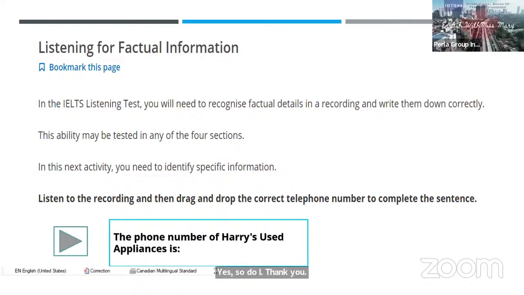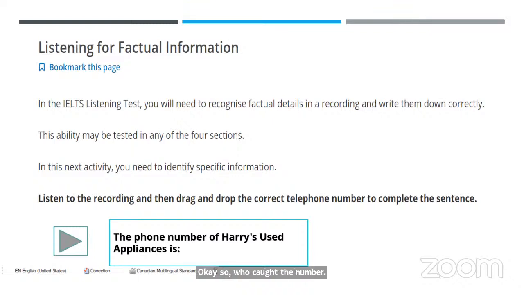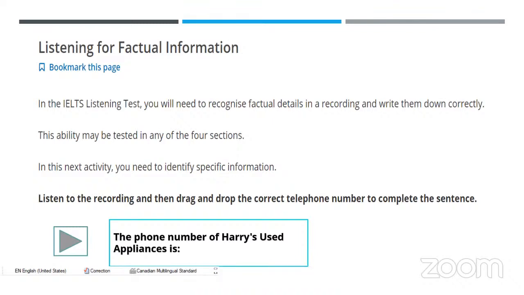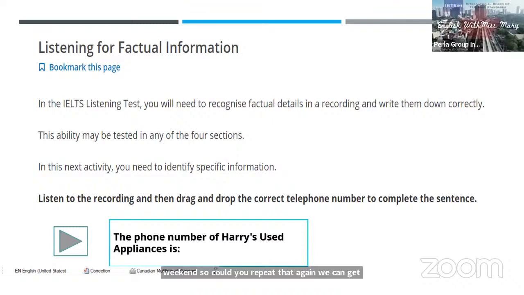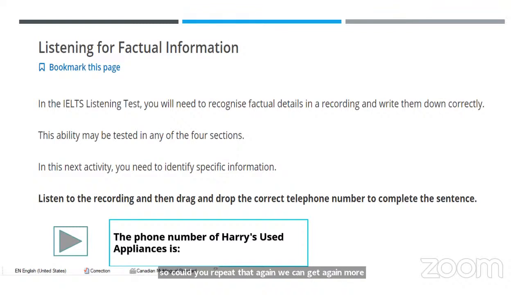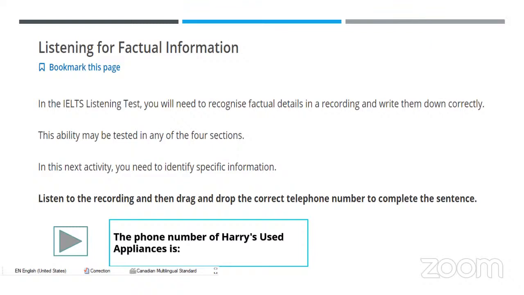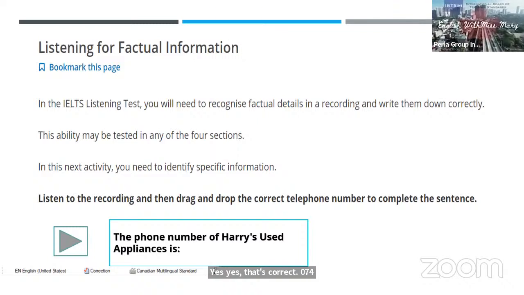Bye. Okay, guys. So who caught the number? Can someone tell us? I got a part of it. Okay, not fully, but it's okay. If you repeat it again, we can get it more. Okay, I will repeat it. 67455416210. You're close. It could be the sound that is not very clear. I think it starts 074445 something. Yes, it's correct, 074.